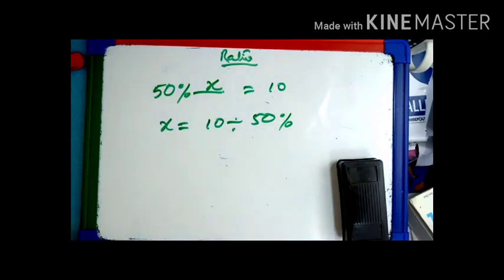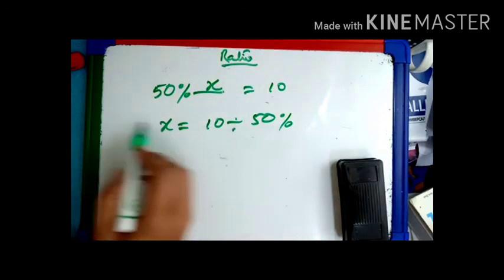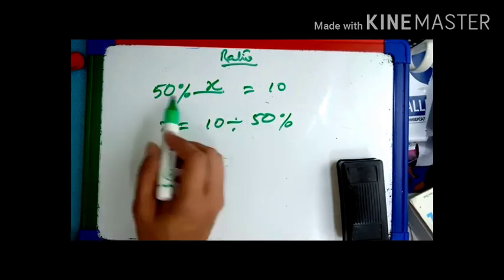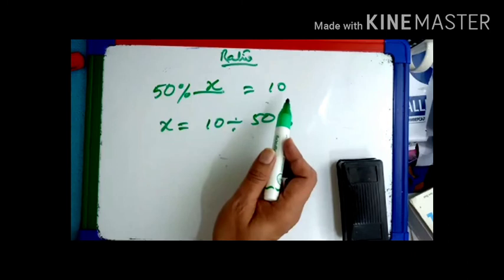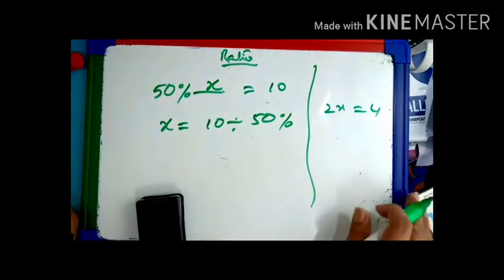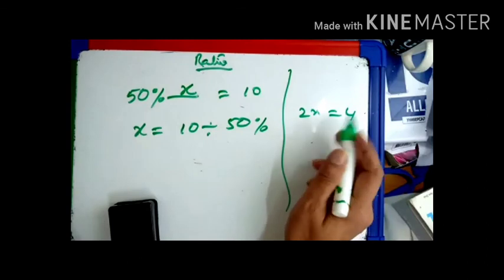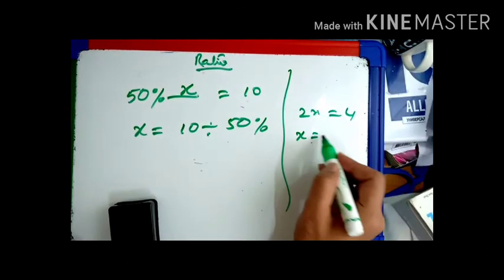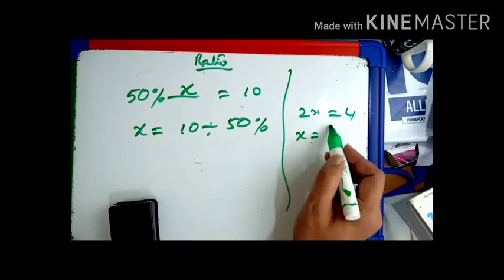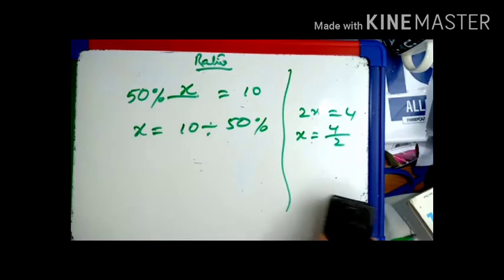This step you understand? If something is multiplying over here, if I say 2x equal to 4, what will be x? What will be the x? x equals what? If I say 2x equal to 4. So we have to do 10 divided by 50%, right?